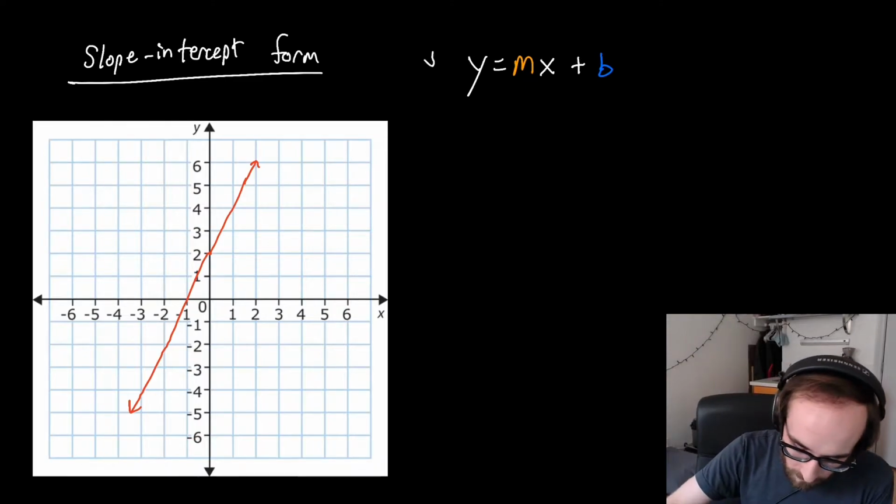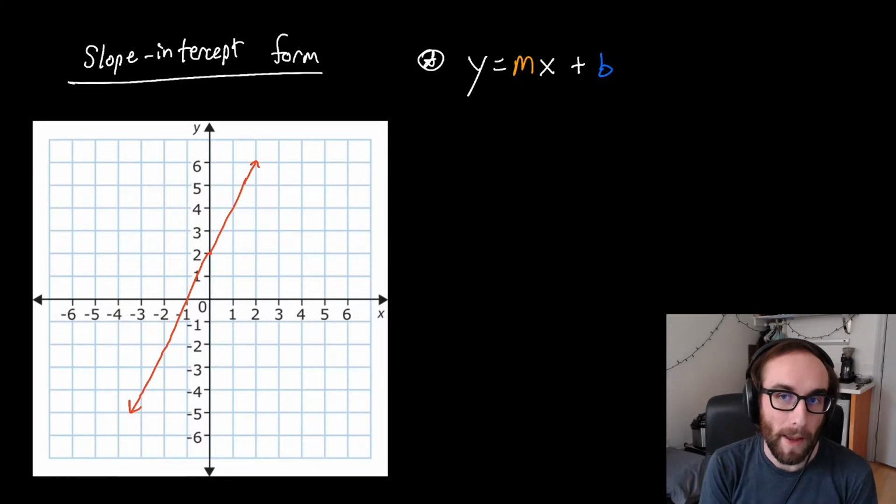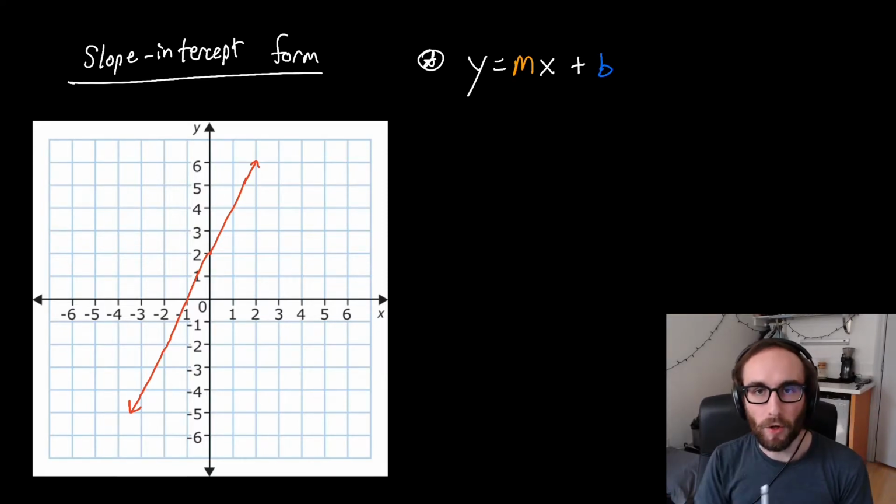Up here I've written the equation that we see for slope-intercept form. We have y equals mx plus b. So in this equation, y and x are going to be our variables. We'll always have a y and an x in our equation.